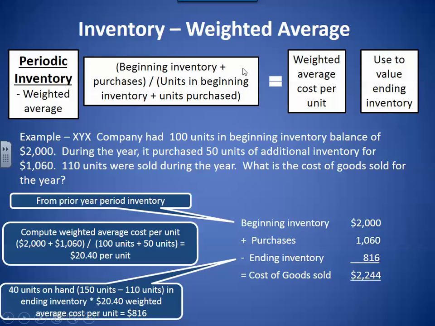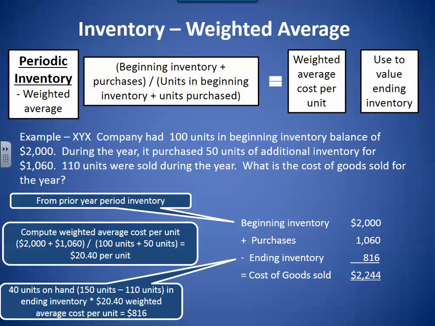And here it is right here. It's our beginning inventory, the value of the beginning inventory, plus our purchases during the accounting period, the total of those two, divided by the number of units in our beginning inventory, plus the number of inventory units that we purchased during the accounting period.